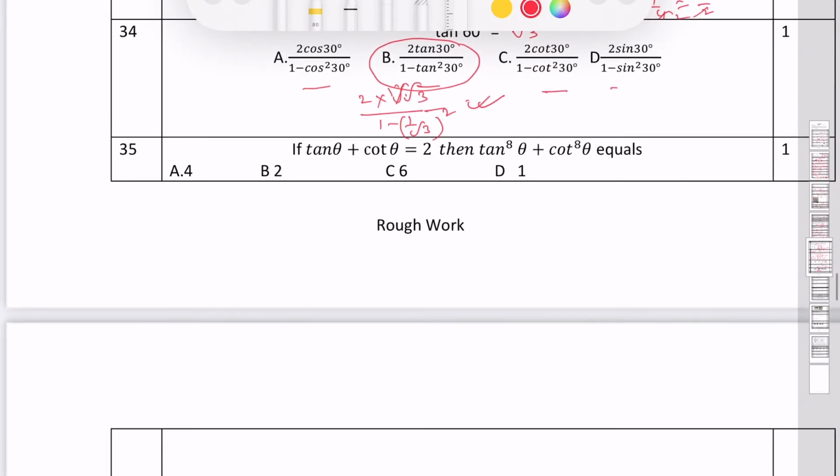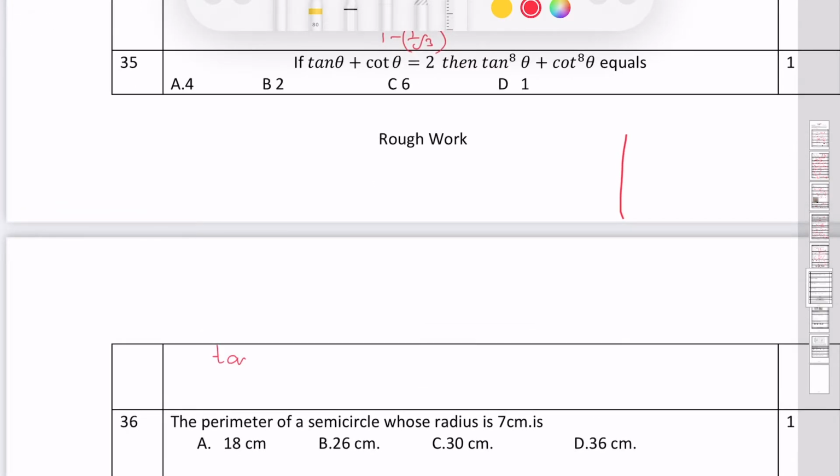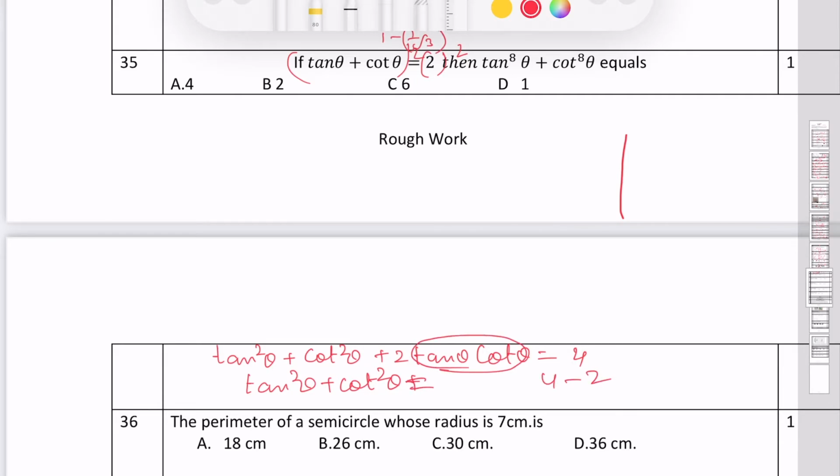This 35 is an important question, and we use the identity. If you square, it is tan square theta plus cot square theta plus 2 tan theta cot theta equals 4. When we square these two, that means tan square theta plus cot square theta will be, if you take it as 4 minus 2, this value will be 1. So same way again we square it, we will get the value 2 only. So it will be 2.